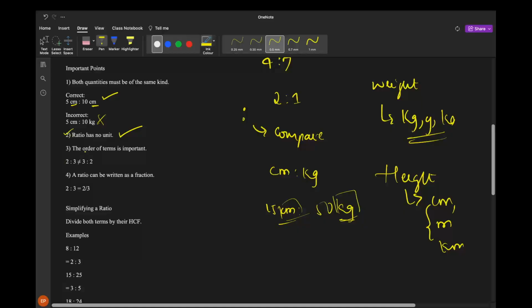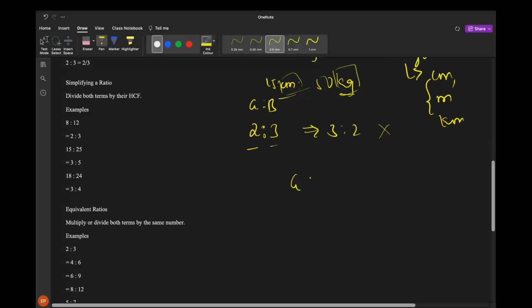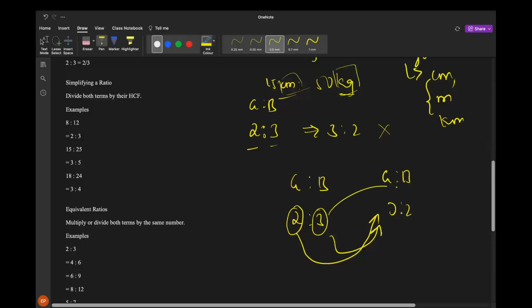Then comes the order of terms is important. Let me write 2:3, girls is to boys. If I write it as 3:2, this is wrong. The order must be followed correctly. If I am writing girls to boys as 2:3, it should not be girls to boys equal to 3:2, because here girls' ratio is 2, boys' ratio is 3. It must be in the same order. This should come here only, this should come here only. Order must be maintained properly.